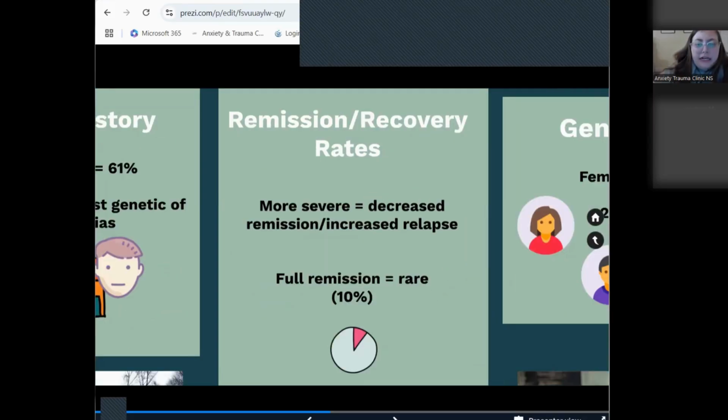Remission and recovery rates. Achieving remission is possible with agoraphobia more so than PD, but it is fairly rare at about 10%. And that's especially the case if left untreated. If not treated, that's going to be closer to 0%. So we need it to be treated. So the greater the severity of agoraphobia an individual has, the less likely, unfortunately, that they're able to achieve full remission. And then again, their chances of relapse are higher.